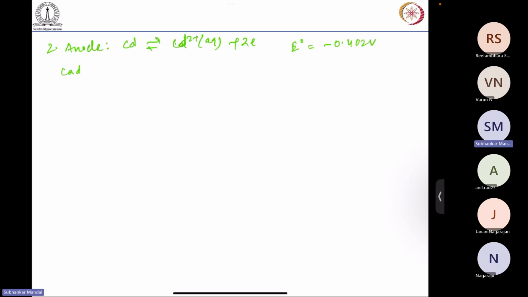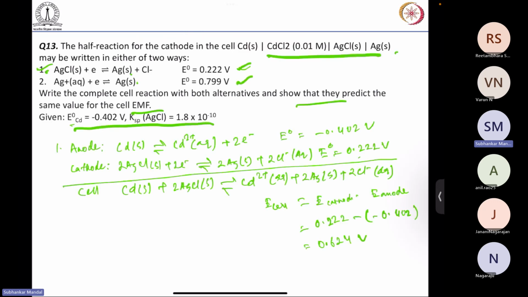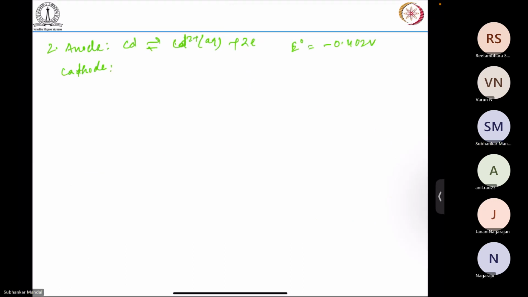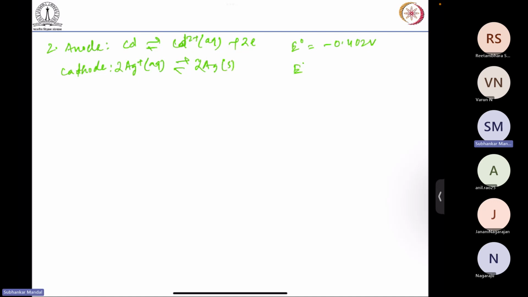But the cathode reaction this time, what is the cathode reaction? Ag plus aqueous is going to Ag solid. So E naught is given as 0.799 volt.